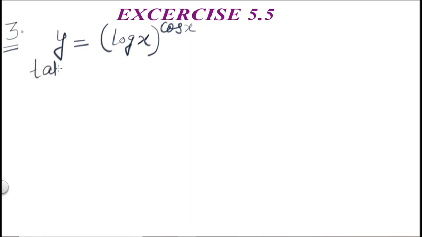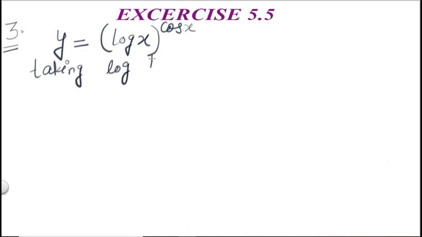In question number 3, they are asking us to differentiate the given function, which is log of x whole power cos of x. As you can see, here we have a function to the power function. Log x is one function, cos x is another function. So whenever it is function to the power function, we follow logarithmic differentiation. So for this we will be taking log on both the sides.